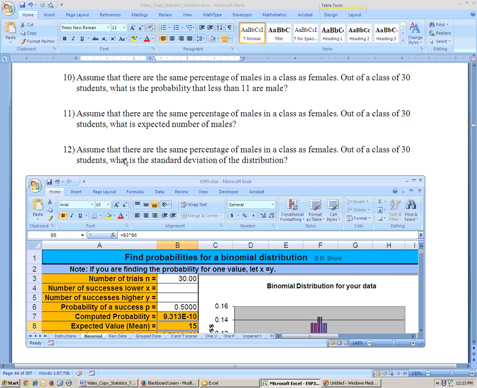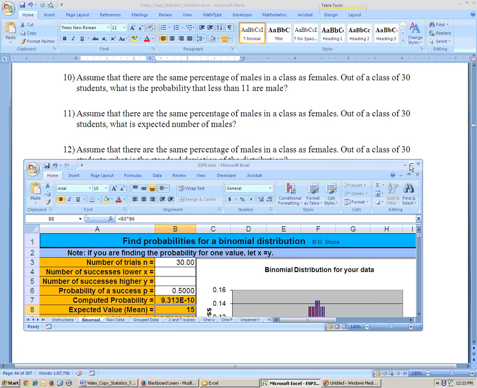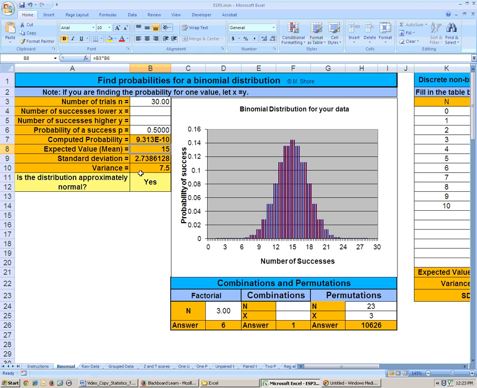And then 12 says, same thing, what is the standard deviation? Well, the standard deviation, if you're figuring it out by hand, is the square root of N times P times Q. P is 0.5, and Q is also 0.5, so you take 30 times 0.5 times 0.5, which gives you 7.5. That's the variance. And then if you take the square root of it, that's your standard deviation. So the standard deviation is 2.738.